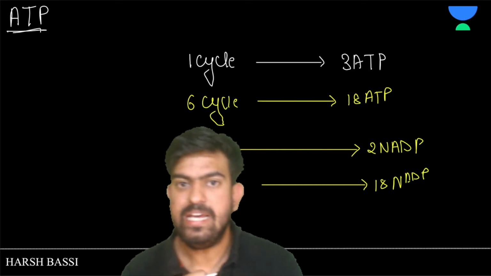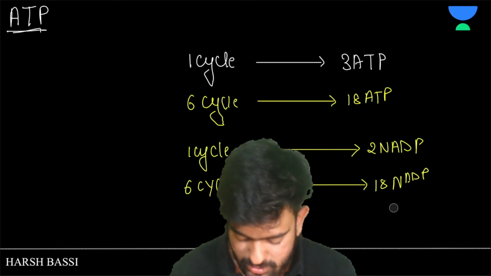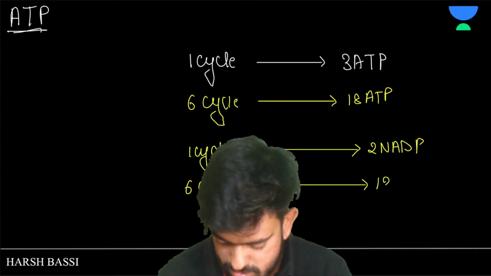6 cycles will be 18 NADPH. Is it clear to everyone? What I have written, sir? You don't know the basic calculation? 6 2s are 12? 6 3s are 18?